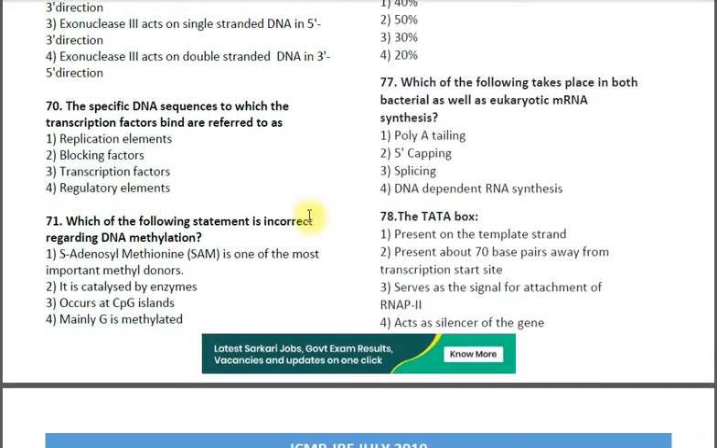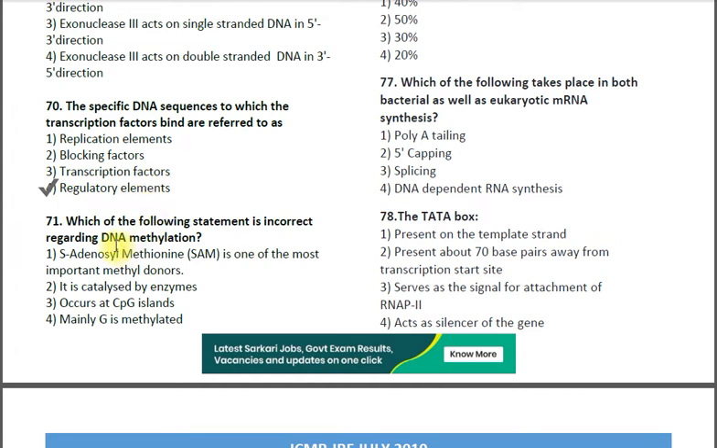Now question number 70, the specific DNA sequences to which the transcription factors bind are referred to as number 1 replication elements, number 2 blocking factor, number 3 transcription factors, number 4 regulatory elements. This is a direct question and the answer I have answered is number 4 regulatory elements.